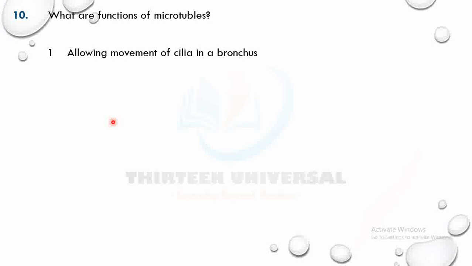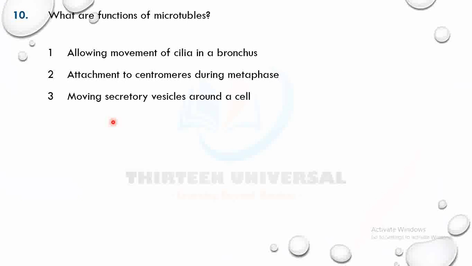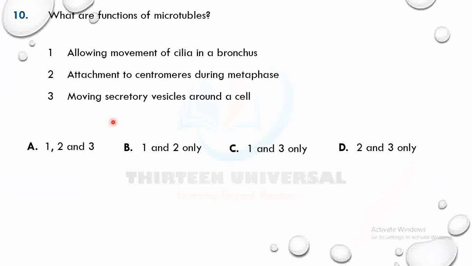Okay, so what are the functions of microtubules? Allowing movement of cilia in the bronchus, attachment of centromere in metaphase, moving secretory vesicles around the cell. So what's the answer? Now if you check, guys, allowing movement of cilia, yes, correct, because microtubules form the basal part of cilia, so you can do that. Attachment to centromere, yes, so you have to attach during metaphase. The secretory vesicles, yes. So the answer is 3 of them.